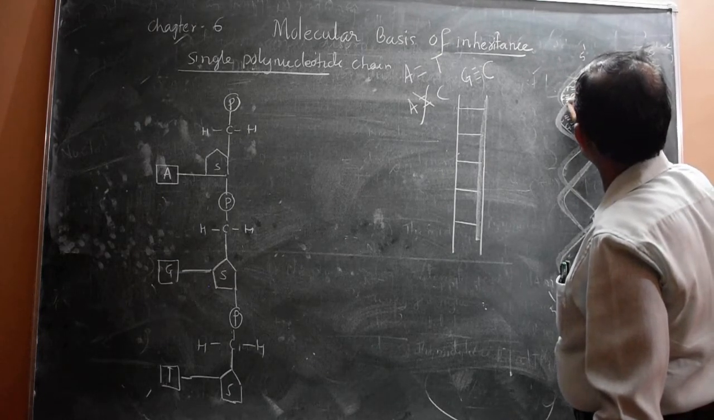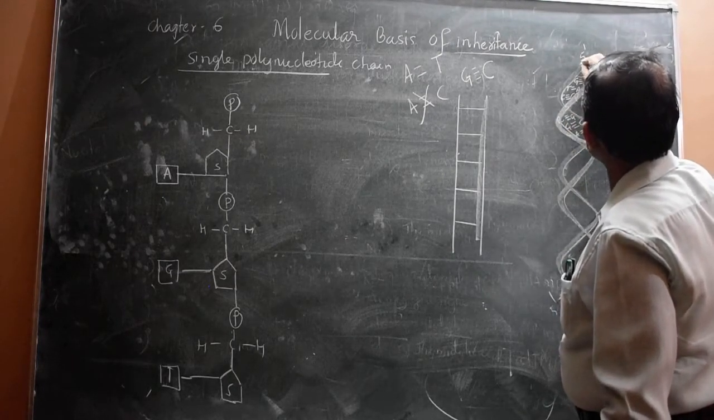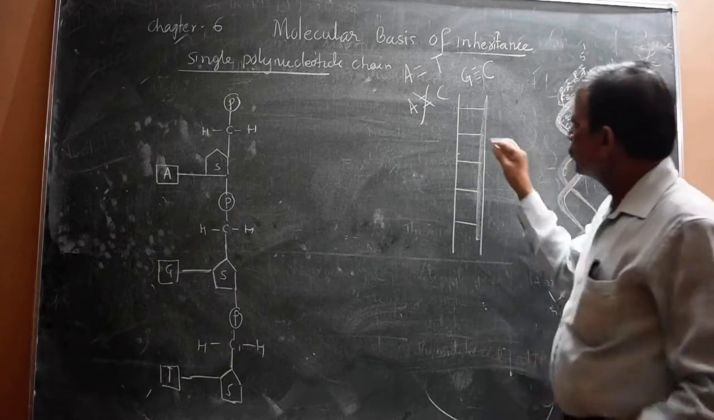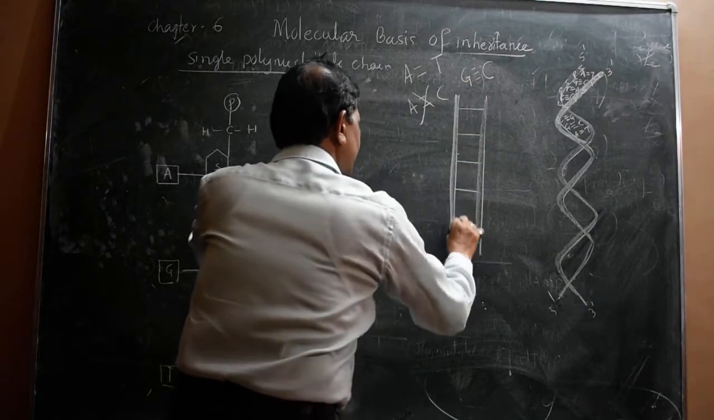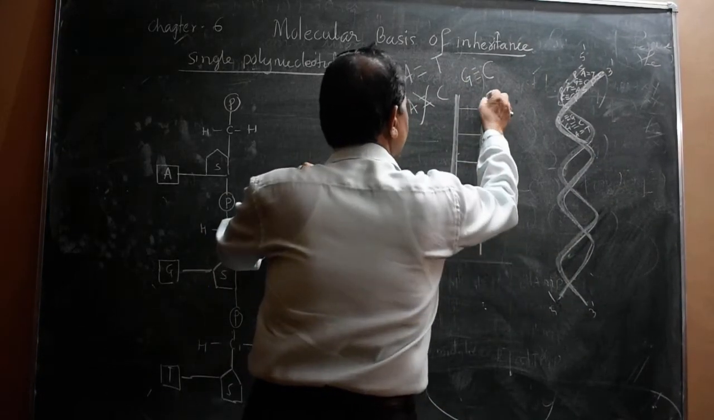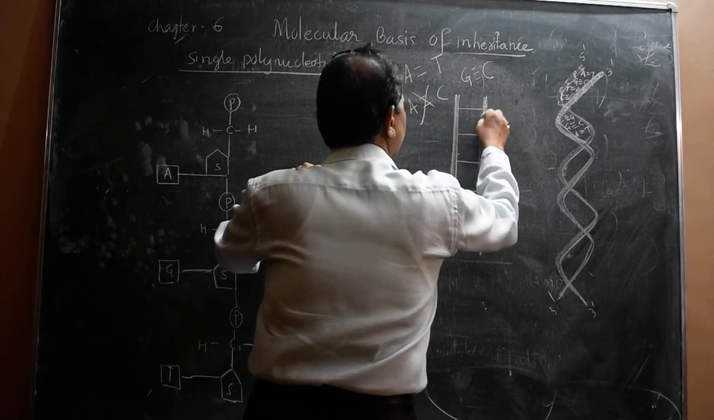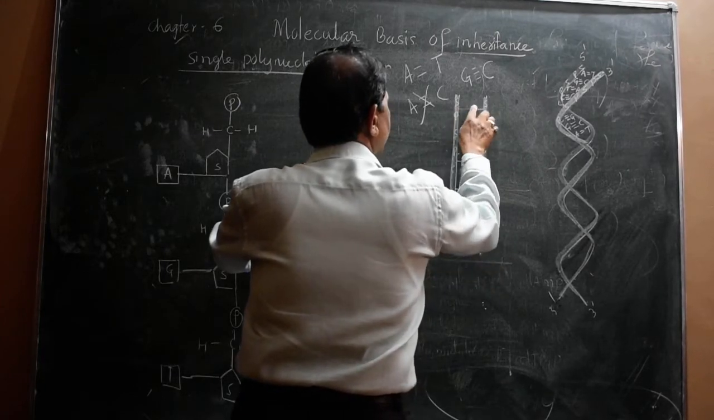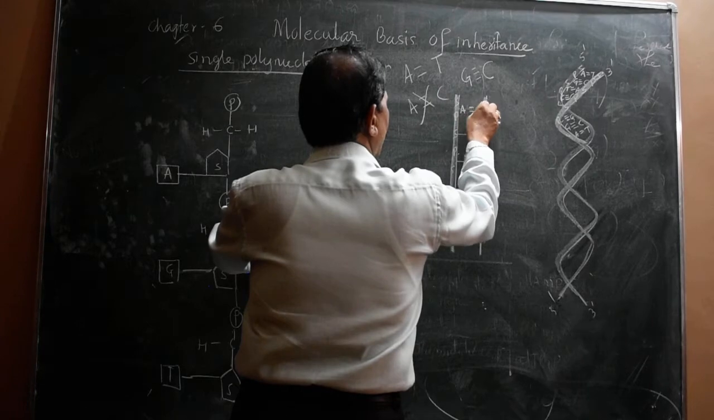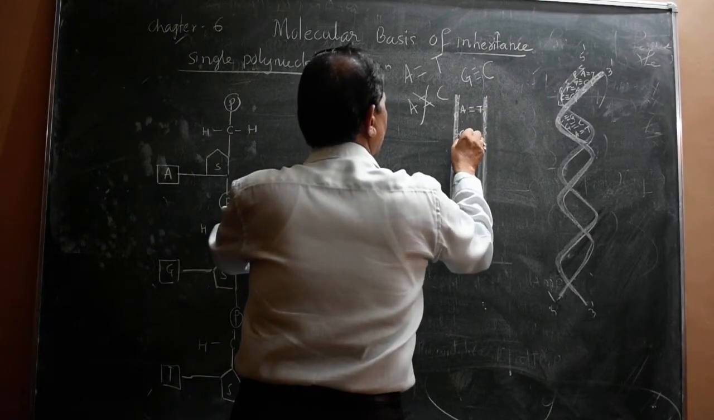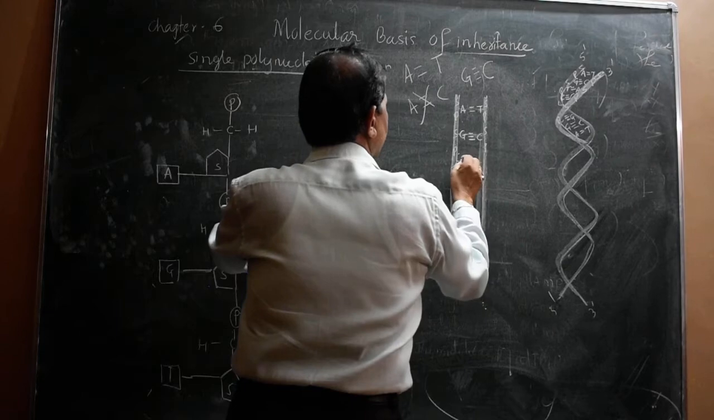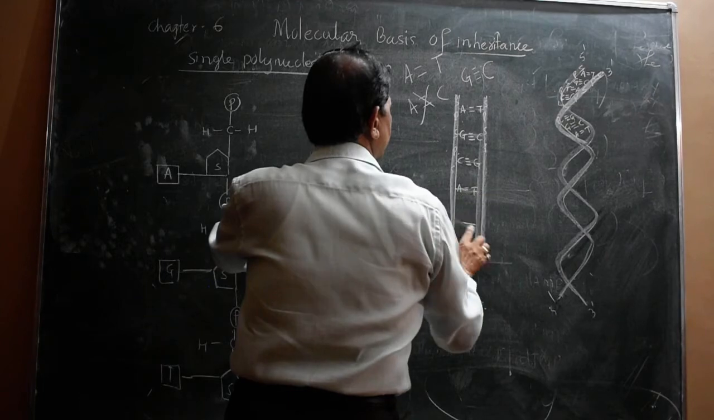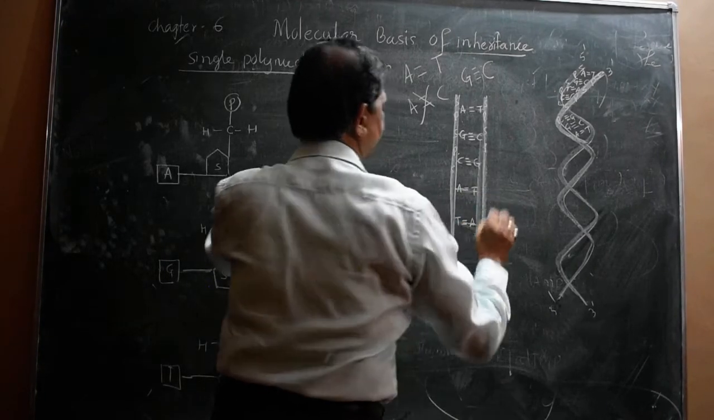Here is also sugar phosphate. So this is the ladder pillar, and this pillar is made of sugar and phosphate. Here is also sugar phosphate, and this is connected by adenine double bond thymine. Then the next one is guanine triple bond cytosine. Next, cytosine triple bond guanine, and then adenine double bond T. Then thymine double bond A.